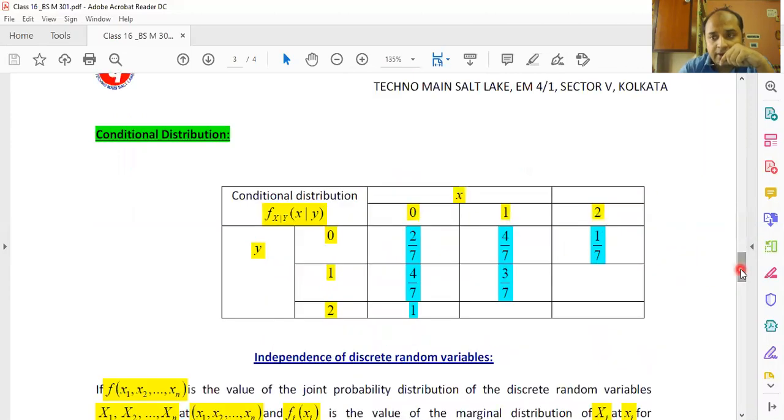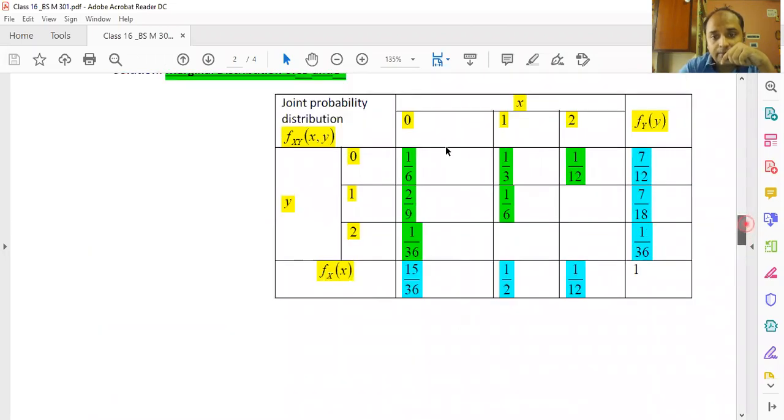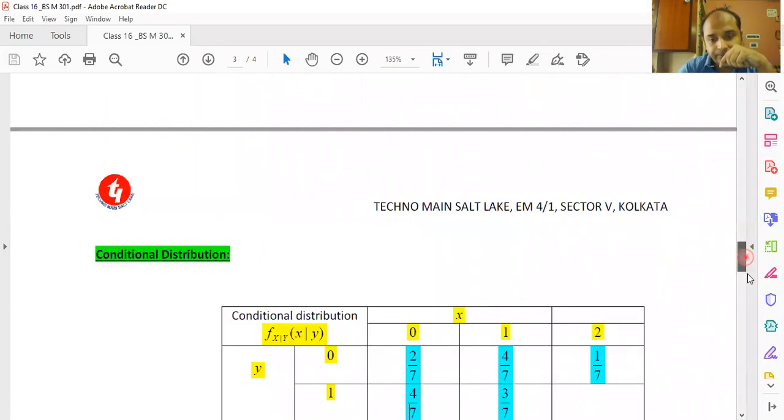But suppose I now ask you to prepare the chart of f of y given x. Then by the conditional probability definition, it will be defined as f of xy by f of x. And in that case, I'll divide 1 by 6 by 15 by 36, 2 by 9 by 15 by 36, and 1 by 36 by 15 by 36. You can try this particular problem. You can prepare this chart on your own after the class, if you want to do so.